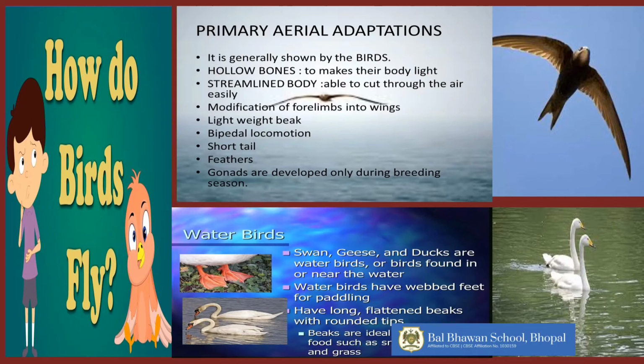But we have some birds, which we call aquatic birds or water birds, which do not fly. So how do they move then? Yes, birds like swans, geese and ducks, the water birds, have webbed feet. With the help of these webbed feet, these birds paddle in water. Along with this, they have long and flattened beaks with rounded tips. And beaks are designed in such a way that they can easily pick up their food, such as small insects, fish, and grass.